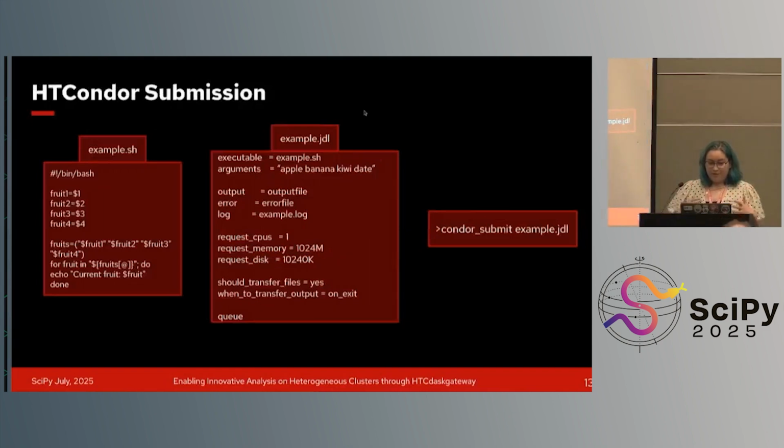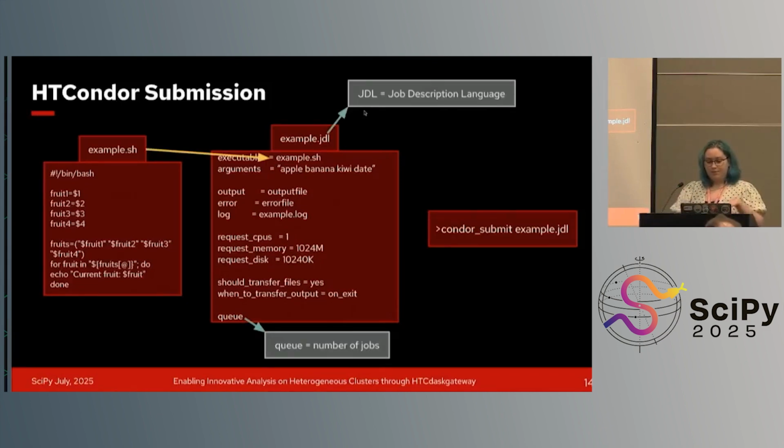And so before we really get into the solution that we came up with, I did want to go over what an HT Condor submission looks like. On the left side, we have the executable that you would run. So this is a script. In this case, this just lists some fruits that you take in from the user. And then the middle is what we call a JDL file, and you have your executable right there. That's the executable that those jobs are going to run.